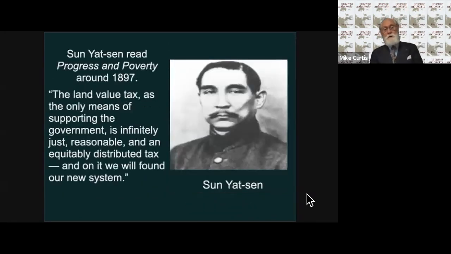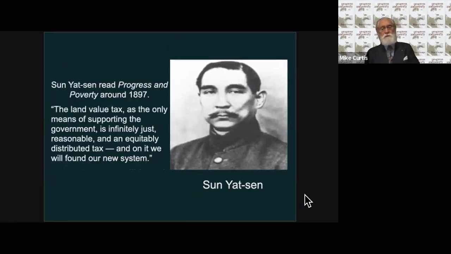Sun Yat-sen read Progress and Poverty around 1897, the year Henry George died. "The land value tax, as the only means of supporting the government, is infinitely just, reasonable, and an equitably distributed tax, and on it we will found our new system." He remains a unique character among 20th century Chinese leaders for having a high reputation in both the People's Republic of China and in Taiwan, where he is known as the father of the nation.